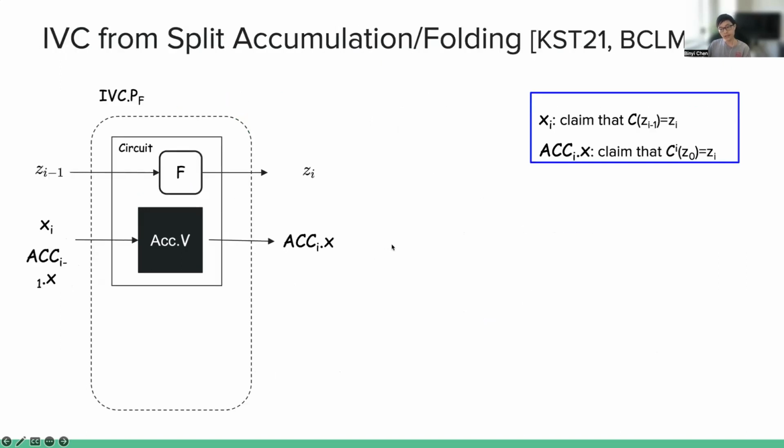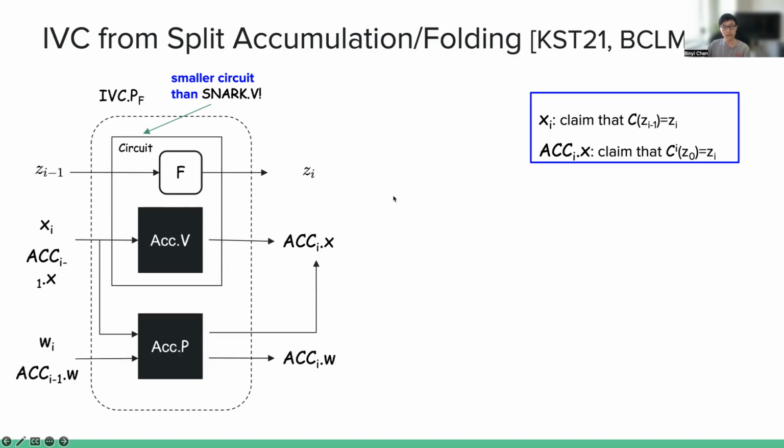Some previous work like Nova and also BCLMS 20 already mentioned the IVC compiler from the accumulation scheme, so I won't talk too much about this part. The main idea is now that, in the circuit, instead of embedding a SNARK circuit, you only need to embed an accumulation verifier circuit inside, which is much more efficient and has a much smaller circuit. And that's the key reason why we will have a much more efficient IVC prover if we're using an accumulation scheme.